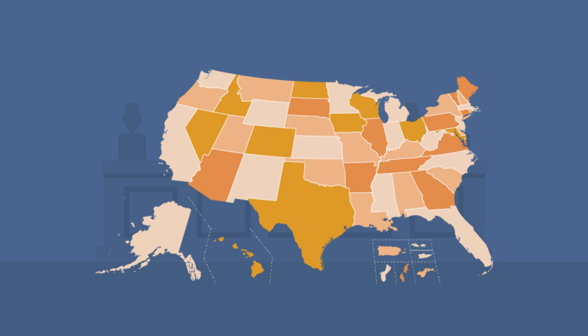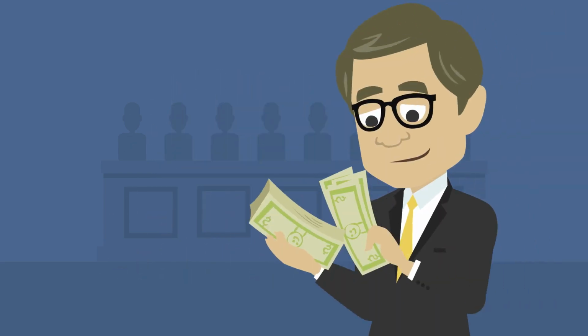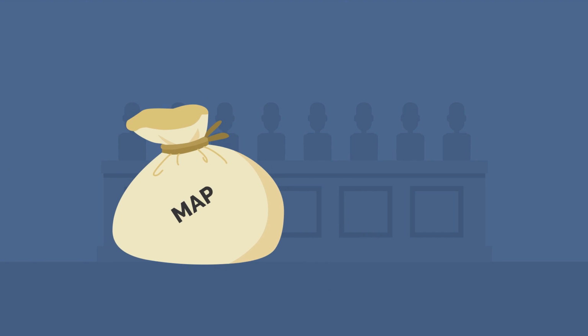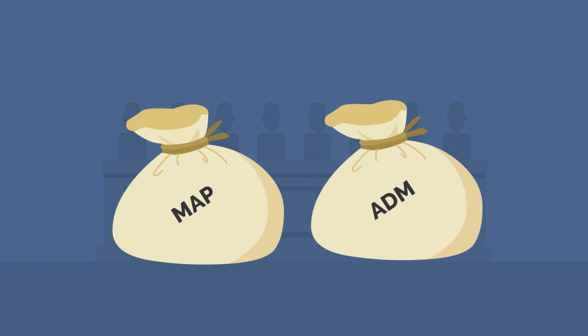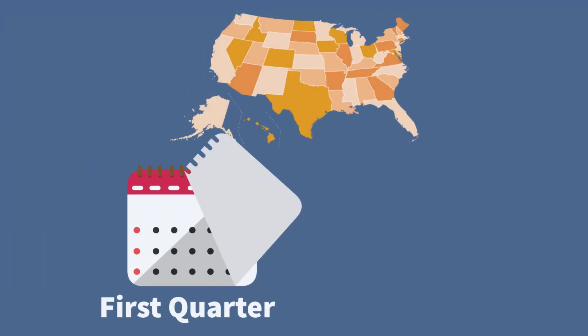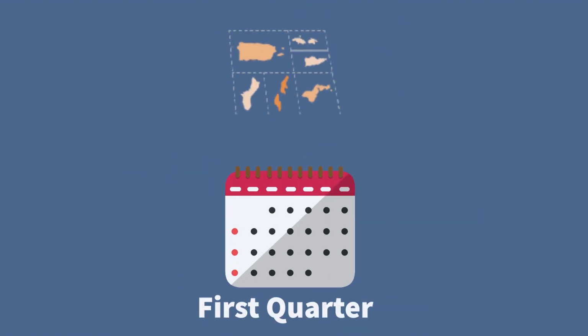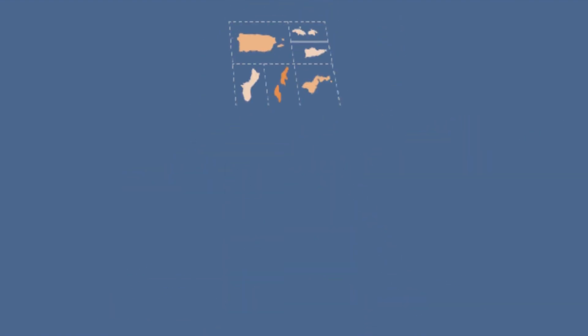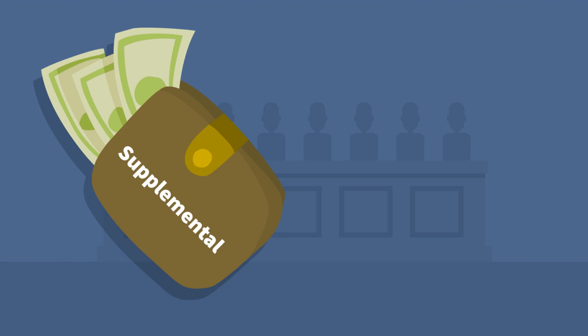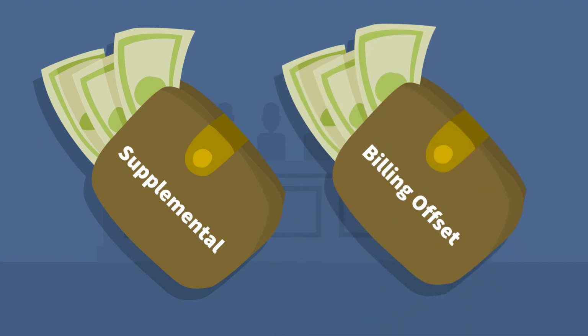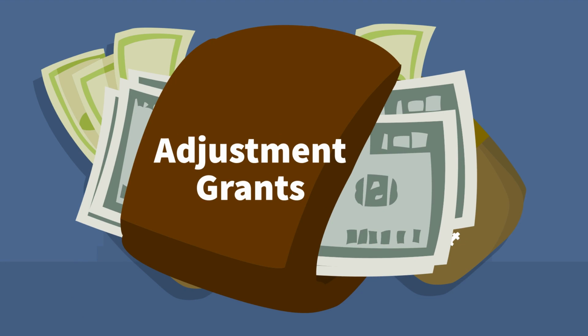For most states, initial Medicaid grants are requested, reviewed, and awarded every quarter for both MAP, Medical Assistance Program, and ADM, Administrative Expenses. For annual grant award states, initial grants are awarded for the first quarter and for the second quarter. For territories, initial grants are awarded for the first quarter. CMS may also award supplemental and billing offset grants as needed. Additionally, adjustment grants can be awarded to states to make corrections to previously issued grant awards.